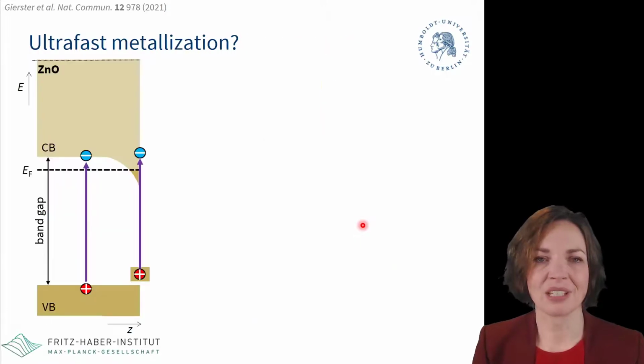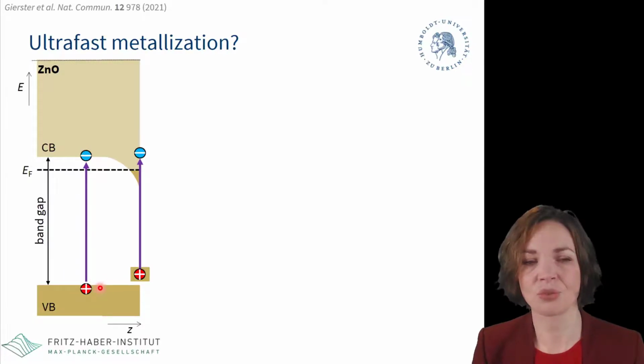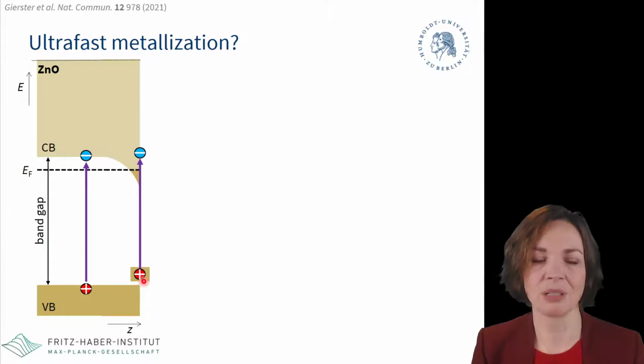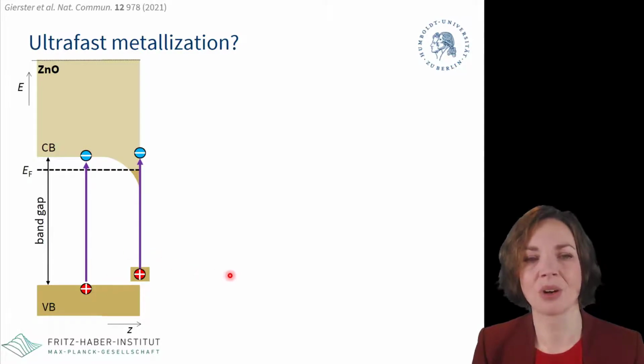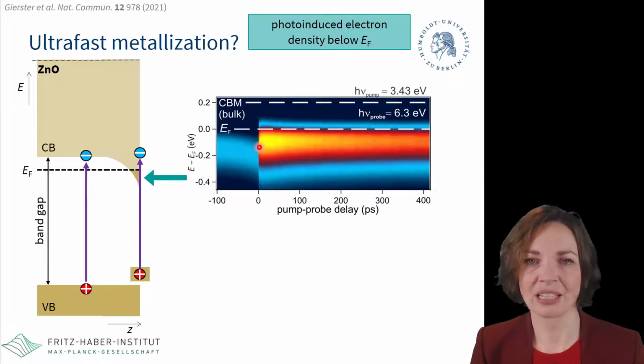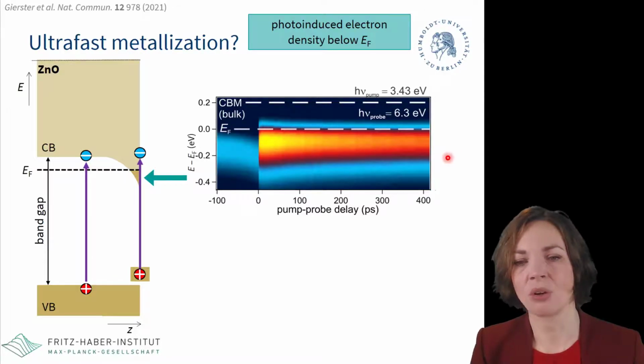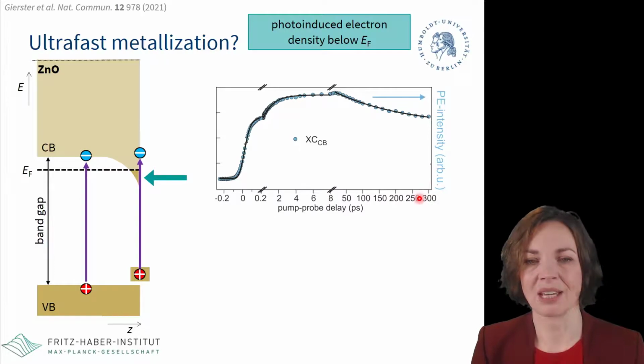When we look into this and analyze this in more detail, after excitation with 3.4 electron volts resonant to the zinc oxide band gap and able to depopulate deep-lying defects in zinc oxide, we see the following time-dependent behavior as a function of pump probe delay. The photoexcitation creates electron density just below the Fermi energy, and this electron density then decays on long picosecond timescales. When we zoom in, we see that there are actually two rise times.